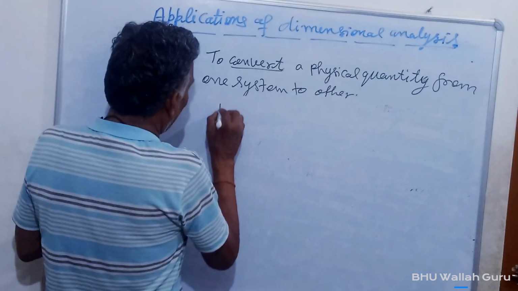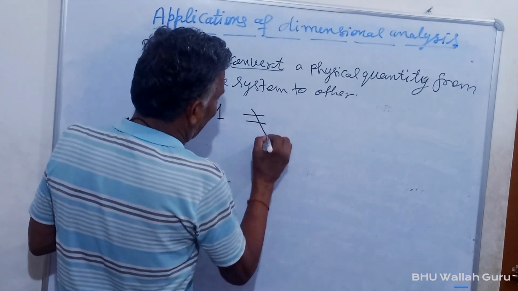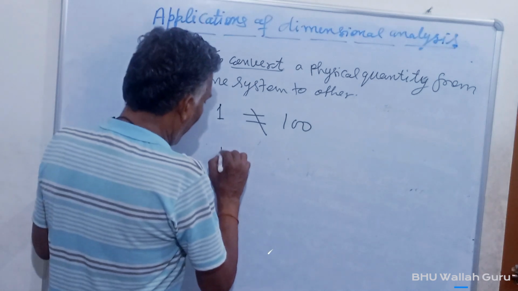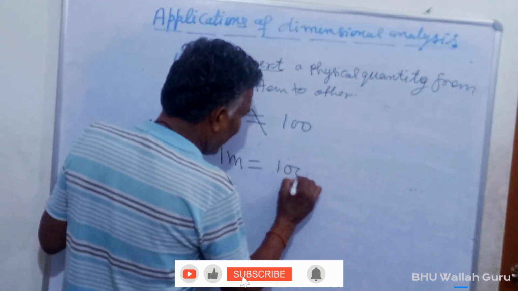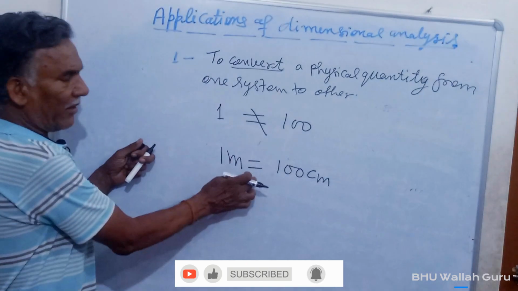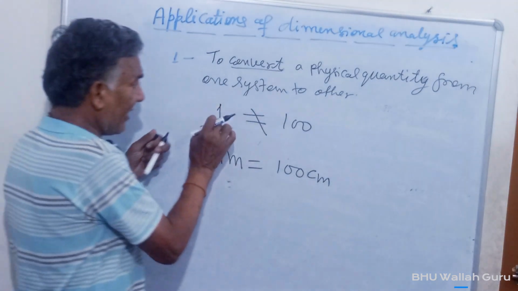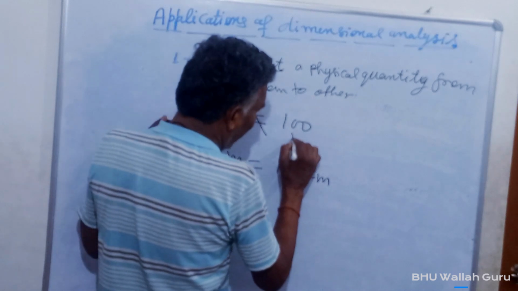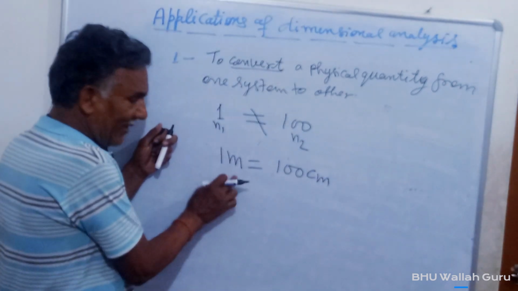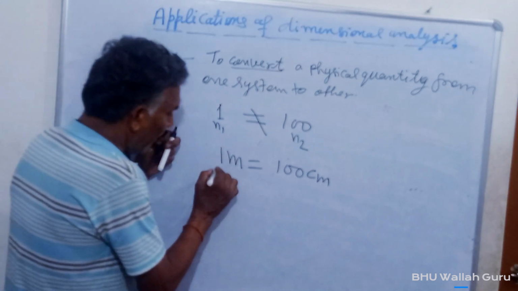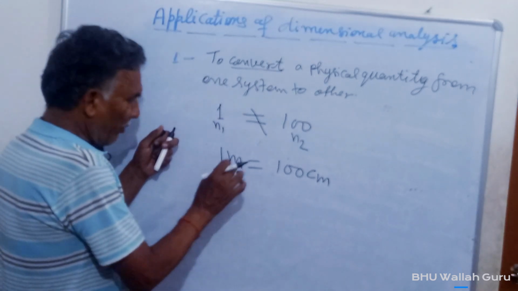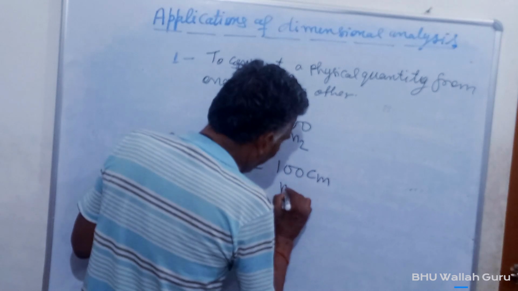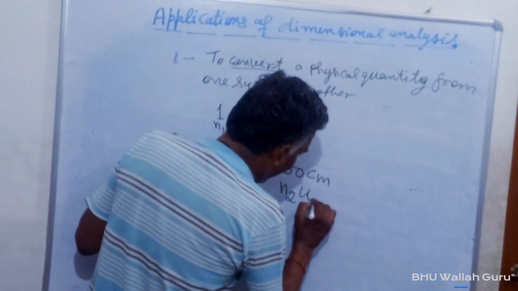Here we see that 1 is not equal to 100. Is it clear? 1 is not equal to 100. But 1 meter is equal to 100 centimeter. Here 1 is the numerical value n1, and meter is the unit in the first system, u1. 100 is the numerical value n2, and u2 is the unit in the second system.